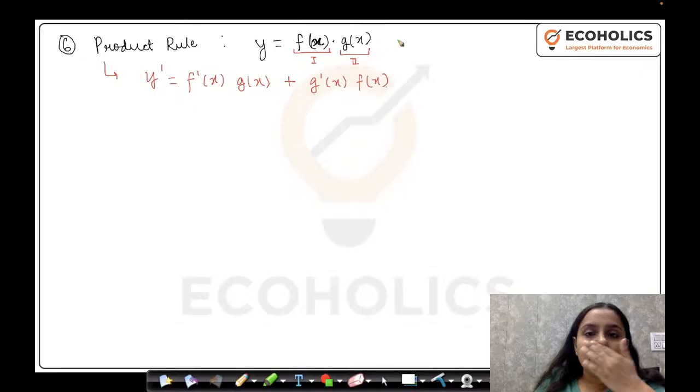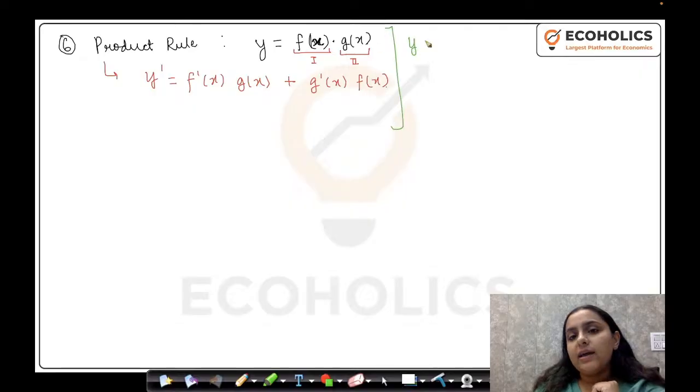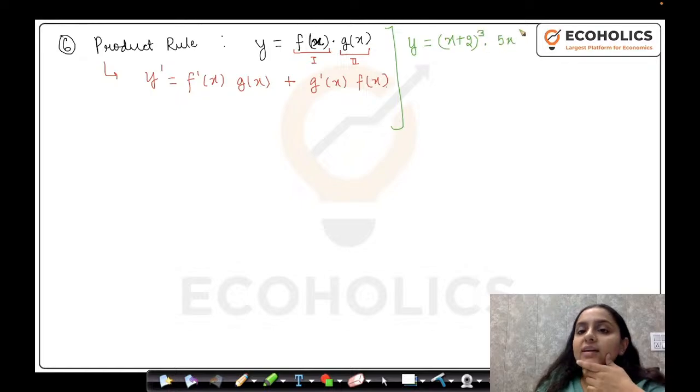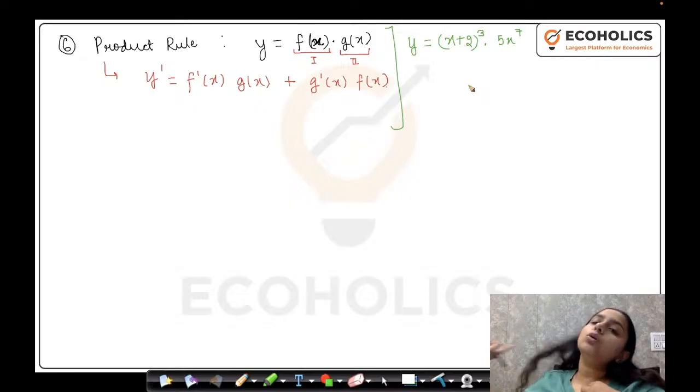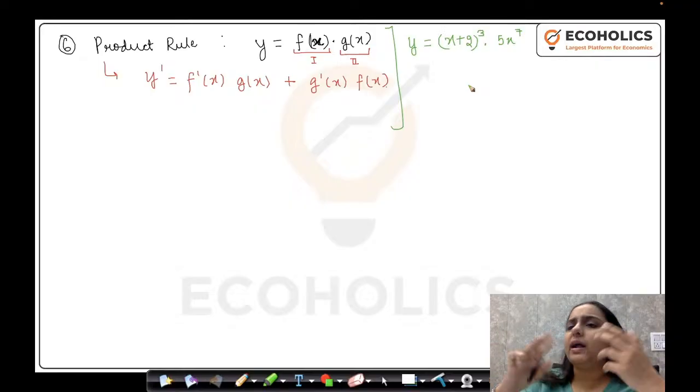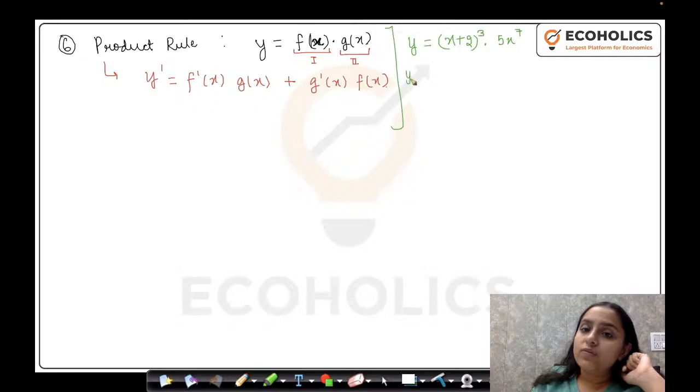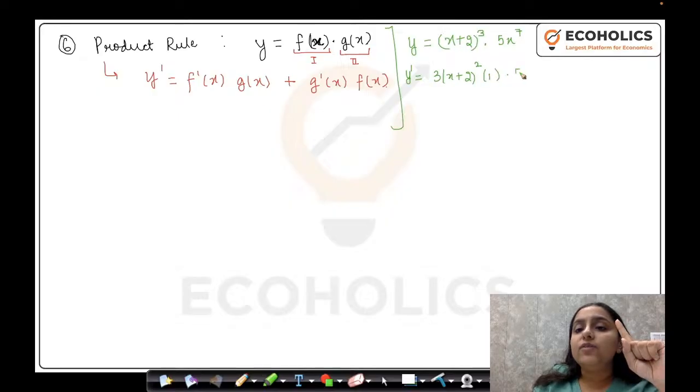So let's take an example here. Let's say y is equal to (x + 2) raised to the power 3 into (5x) raised to the power 7. Now I cannot open the bracket and then multiply and then solve it. It will be a longer method. So what will be the derivative? First function's derivative, 3 into (x + 2) squared. The derivative of x plus 2 is 1 only. Second function as it is, plus the second function's derivative into the first function as it is.